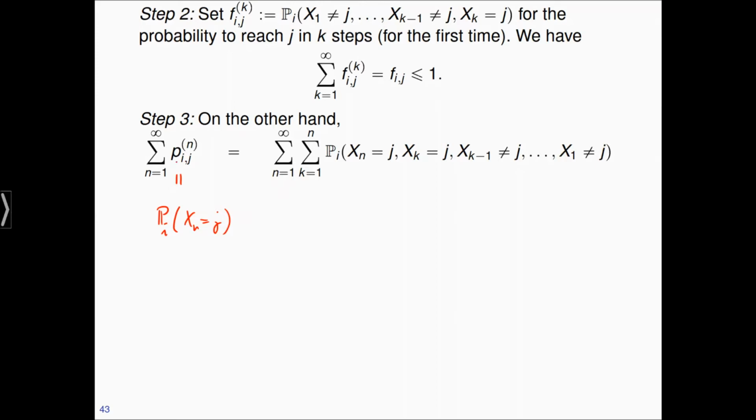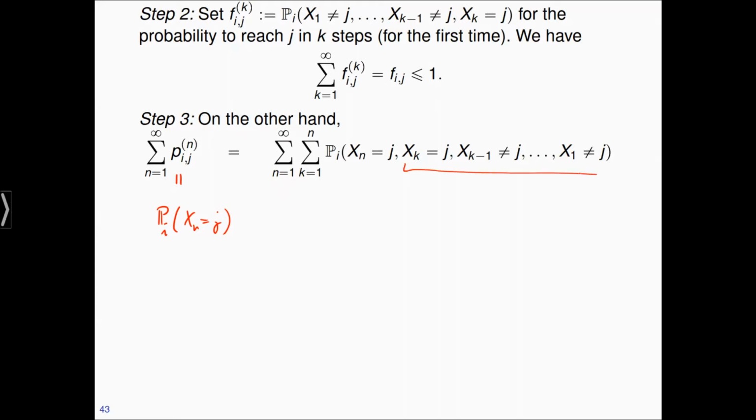Now I'm going to rewrite this probability here in a complicated way. Recall that this probability is the probability that starting in i, you reach j at time n. And now we decompose this and ask, when do you reach j for the first time?